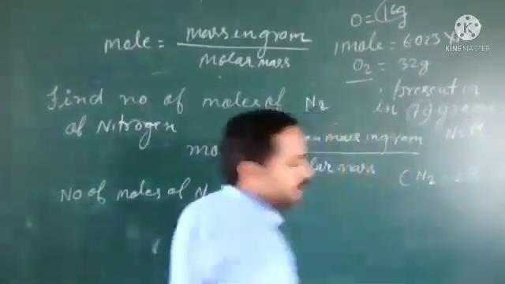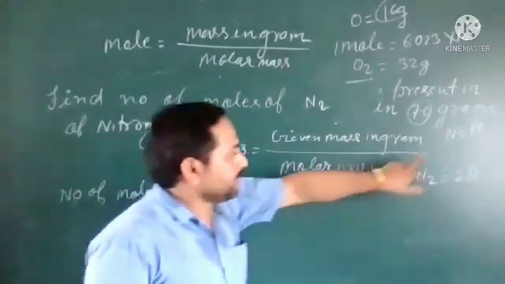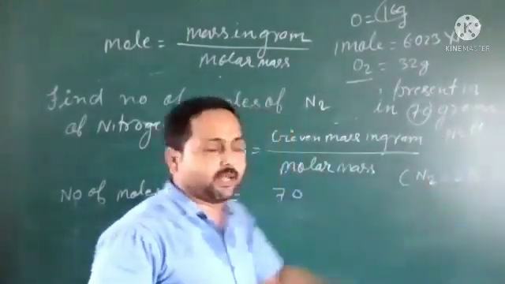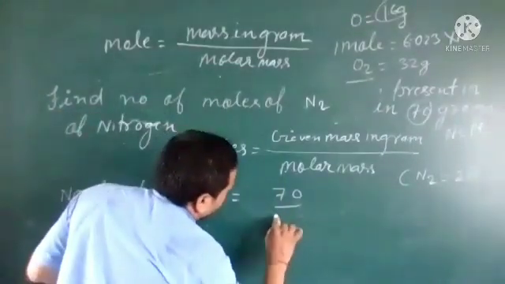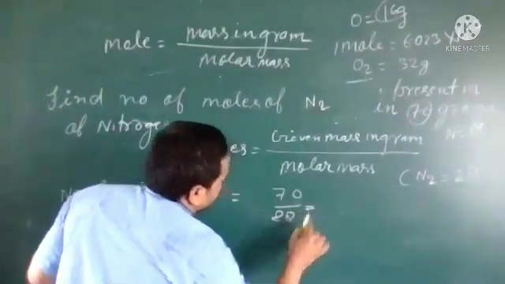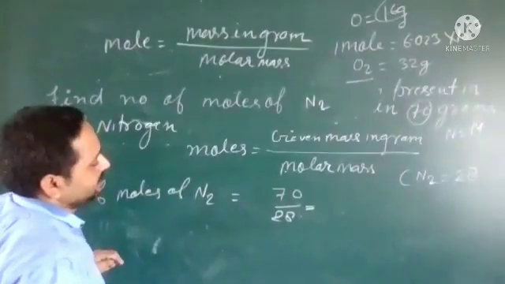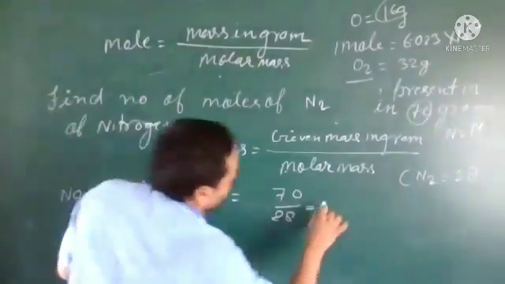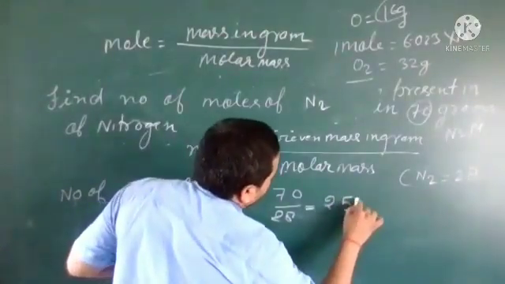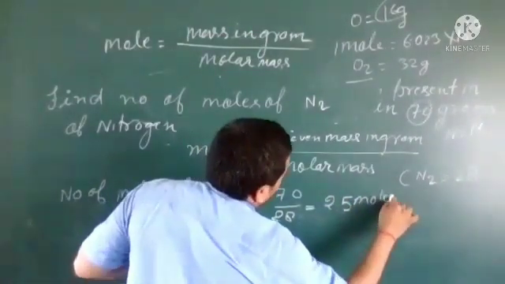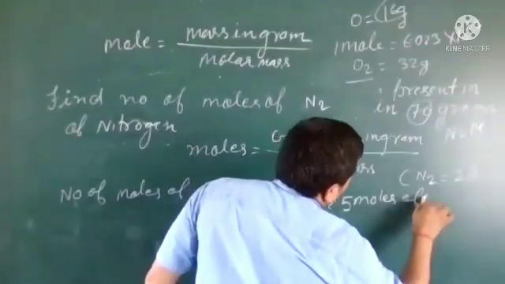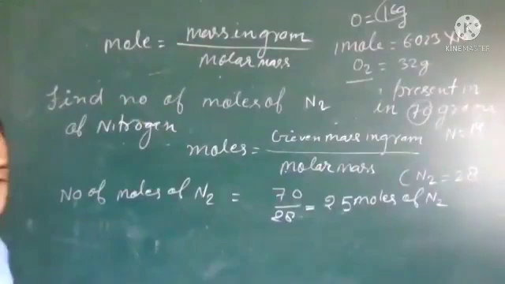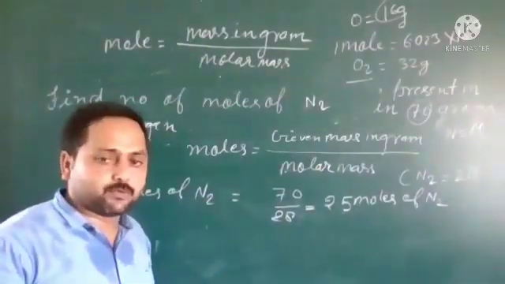Mass of nitrogen N is 14. So 14.5 by 2, 28. So we will divide it by 28. So what will be the answer of this? It will be 2.5 moles. 2.5 moles of N2. You remember it? 2.5 moles of N2. So like these questions you have to solve.